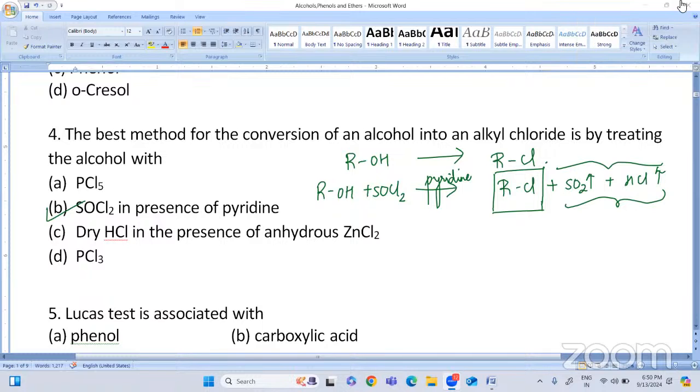So option number B. Whoever has answered option number B, yes, it is the right answer. Okay, let us go for the next one.